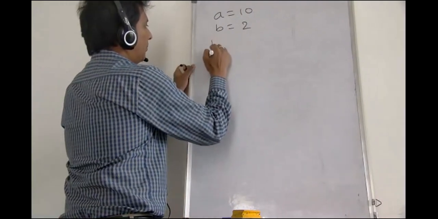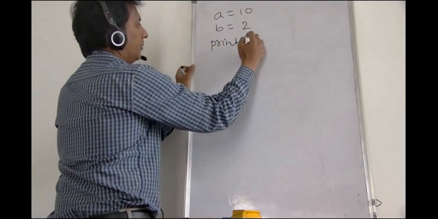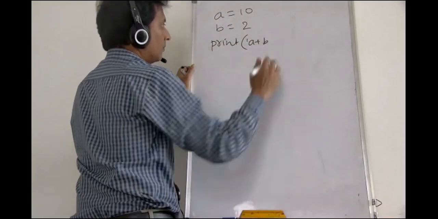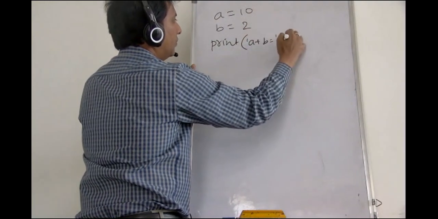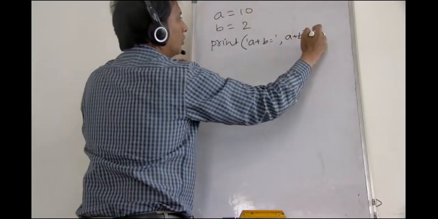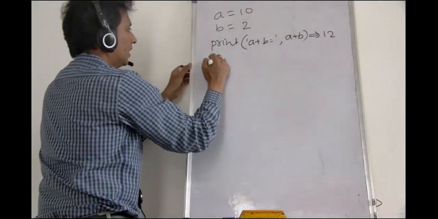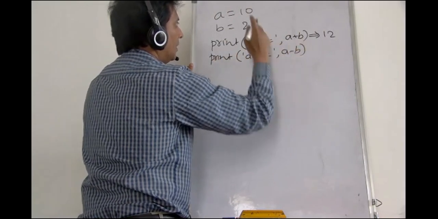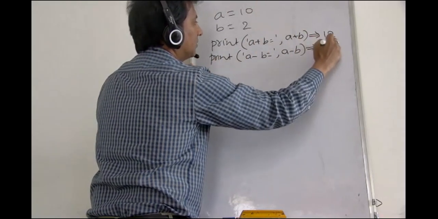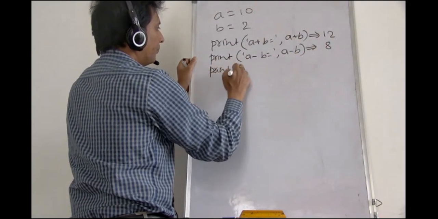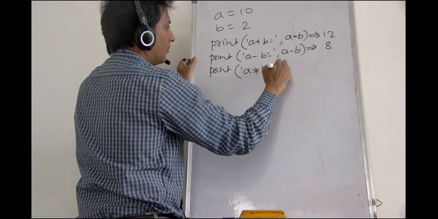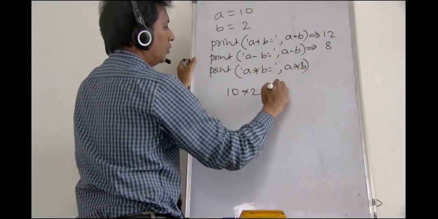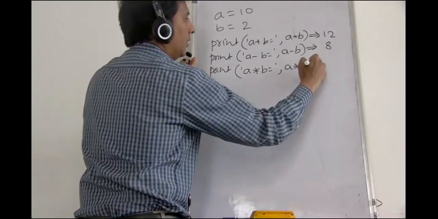So first we have seen print A plus B, comma, a plus b. The meaning is 10 plus 2. So we will get the result 12. Next, print a minus b. That is 10 minus 2. So the result is 8. Next, print a star b. A star b means 10 into 2. That is 20. So here we will get 20.